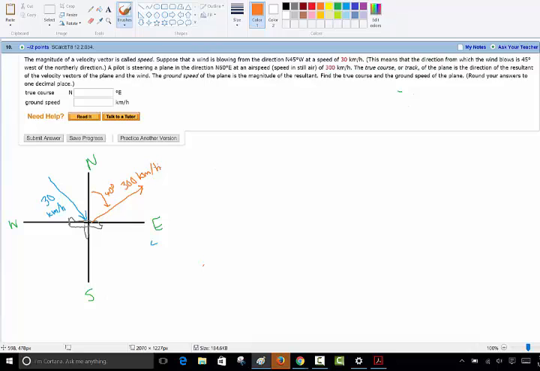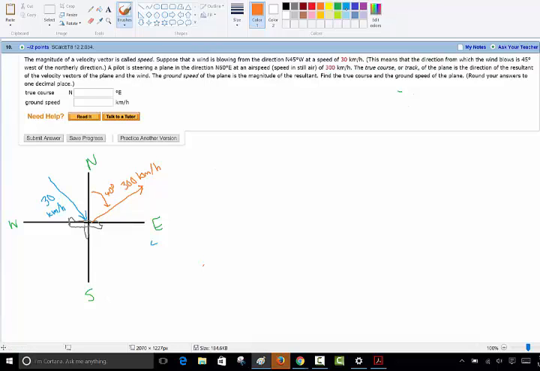So he's not going to be able to go this way, even though he steers that way, because the wind is affecting and blowing him a little bit off course. So it says the true course or track of the plane is the direction of the resultant of the velocity vectors. And remember, resultant just means sum. And so we want to find the sum of these vectors. So I want to find their vertical and horizontal components.